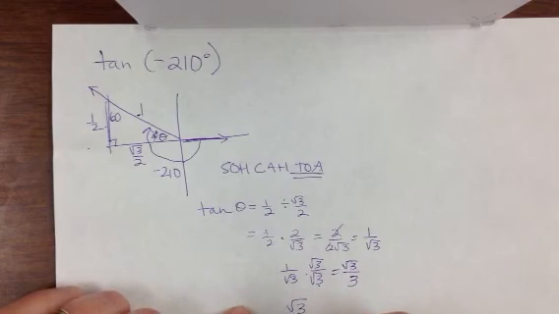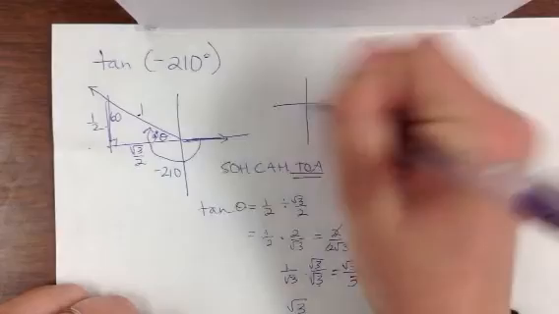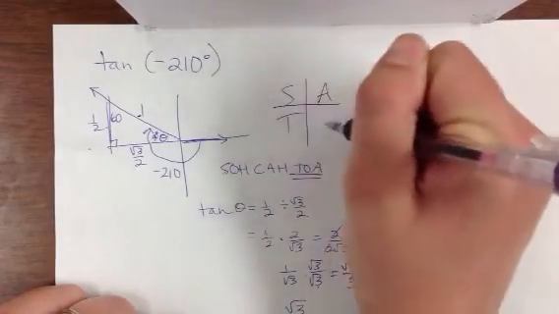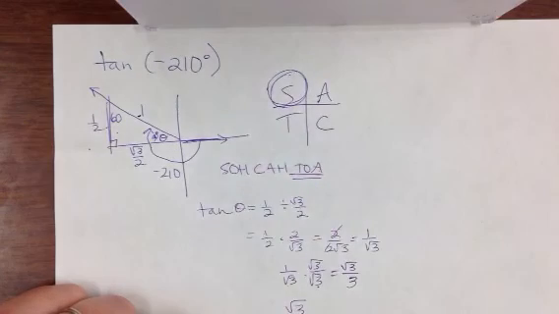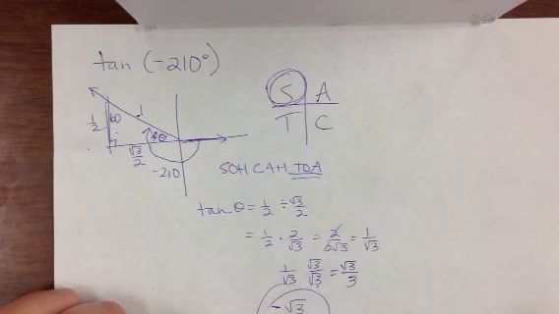Now I have to think, is my answer positive or negative? All students take calculus. I'm in the second quadrant. The only thing positive in the second quadrant is sine. And I'm taking the tangent though, so therefore this will be negative. And there's my answer.